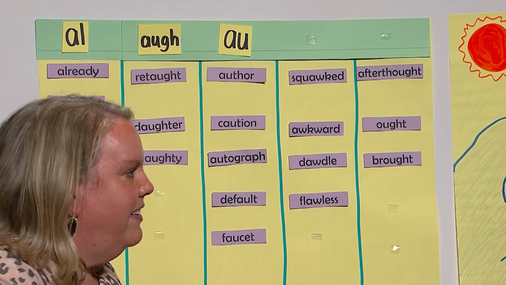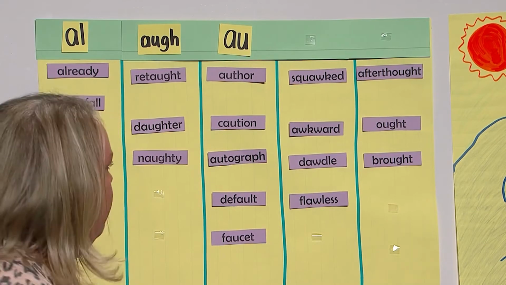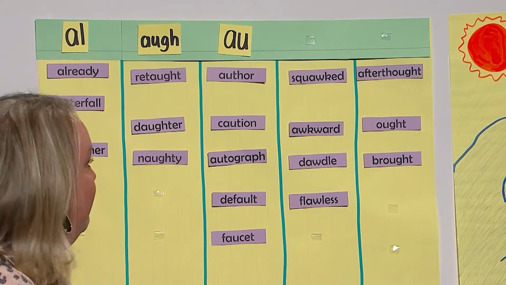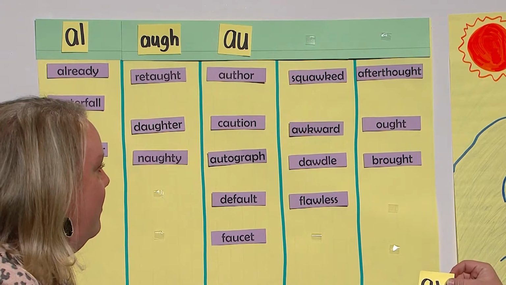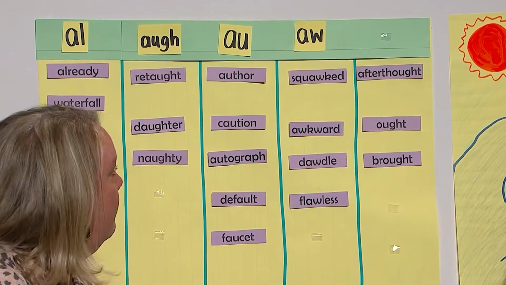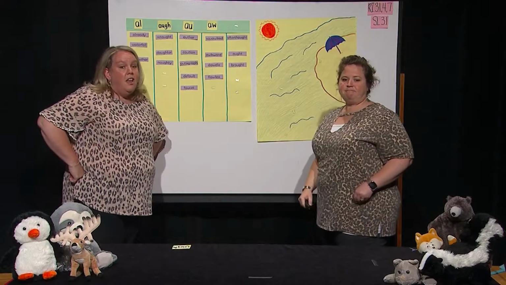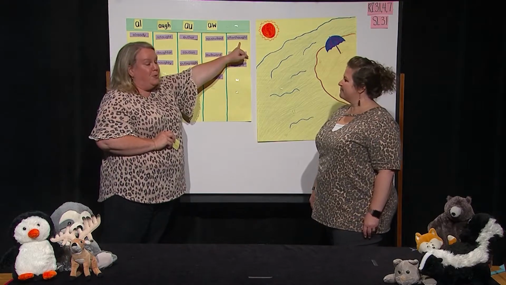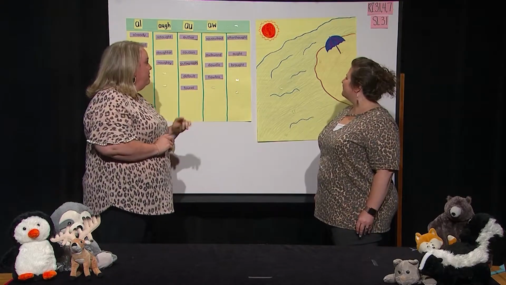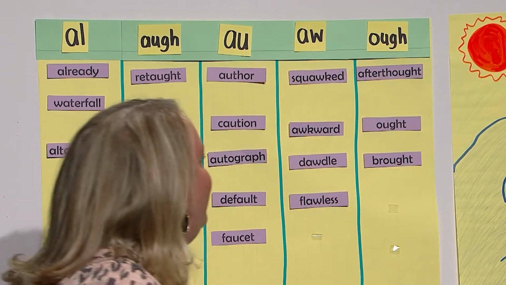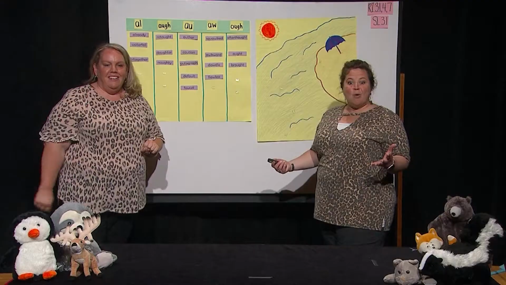Perfect. All right. Now, what about this fourth column here? Aha. It's the AW spelling. So we'll label this AW. All right, now for our final column. That was that super tricky one. Almost caught us, but it didn't. O-U-G-H. Perfect.